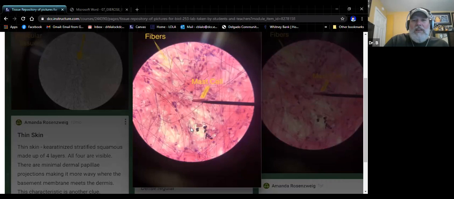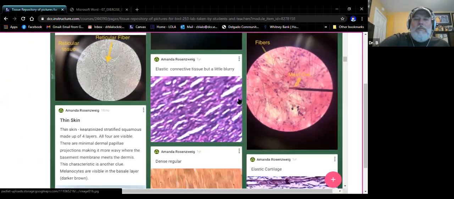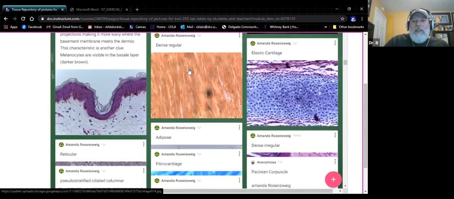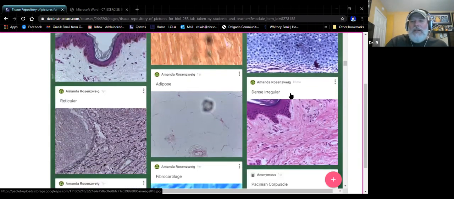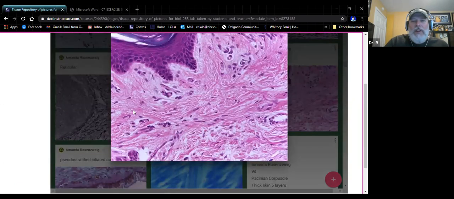Again, you can see the different cell types in here. This would be a fibroblast. It's long and skinny like this. This would be a macrophage over here. Here's a mast cell. You can see lots of elastic fibers, the darker stained, and then the lighter stained collagen fibers behind it. Dense regular, again, fiber types all running the same direction. Elastic cartilage has that purplish hue to it, and you can see the fibers woven in between the chondrocytes.